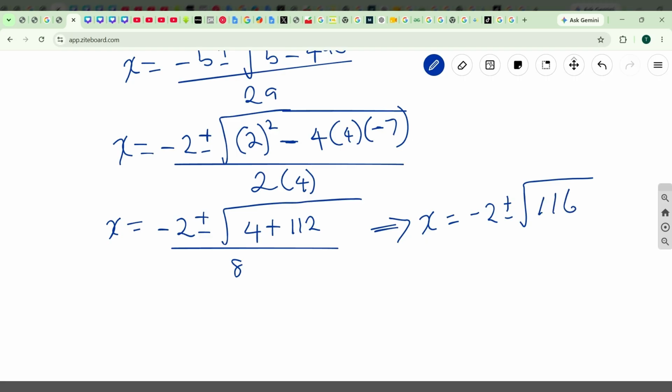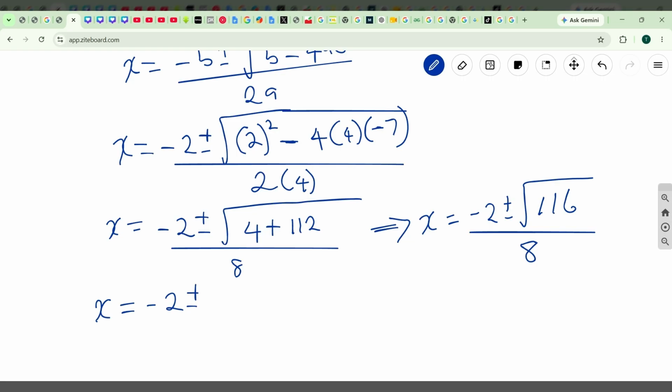116 divided by 8. 116 now is not a perfect square. So this is where it becomes a little bit tricky. How are we going to solve this? But let's go, we can still do something around that. This becomes x is equal to negative 2 plus or minus the square root of 116, which is not a perfect square.